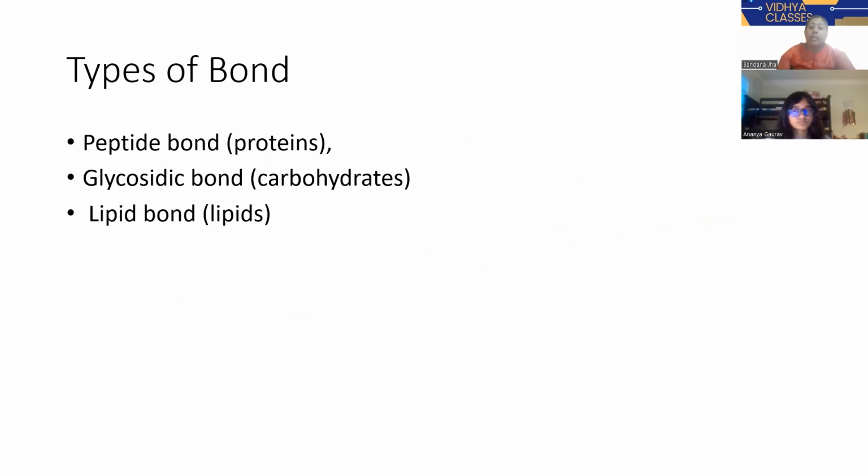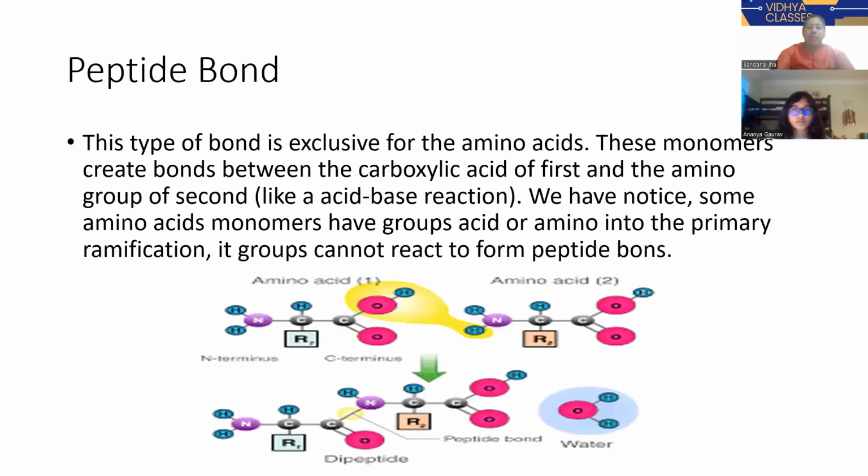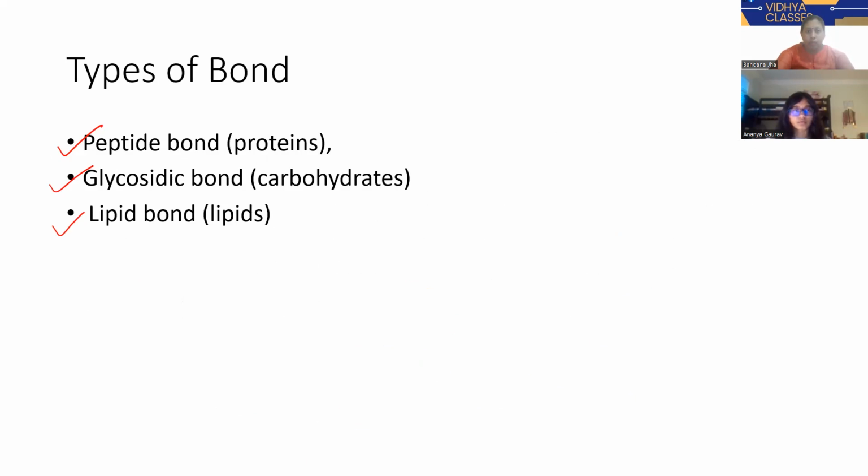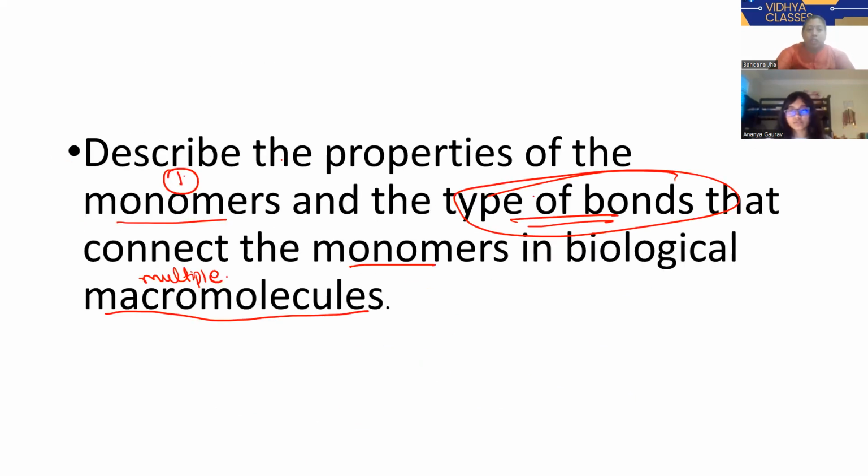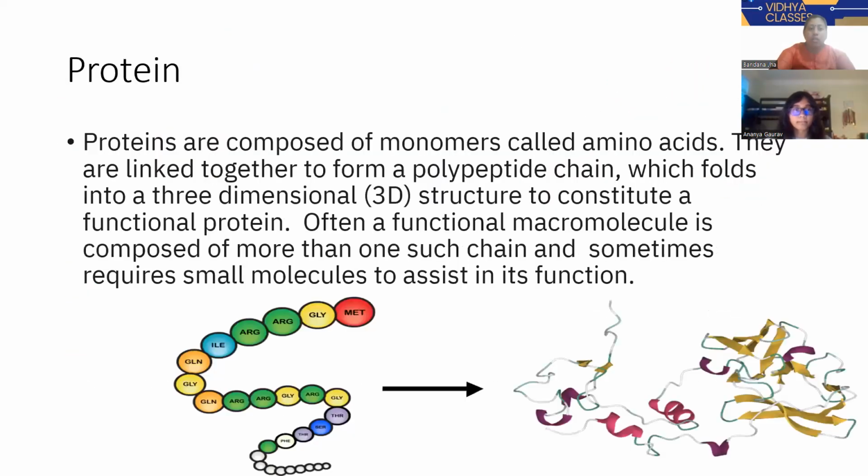Now, there are three types of bonds: peptide bond for protein, glycosidic bond for carbohydrate, and ester bond for lipids. Okay, so one by one we will study. Now, peptide bond. Peptide bond is for what? Protein, right? And what is protein? Protein is a combination of what?